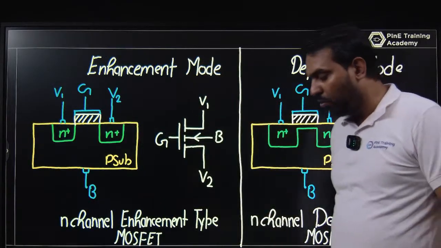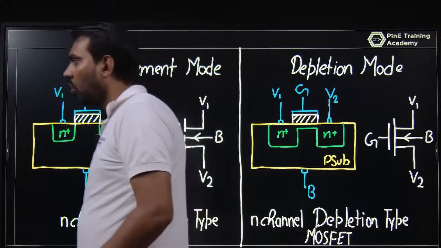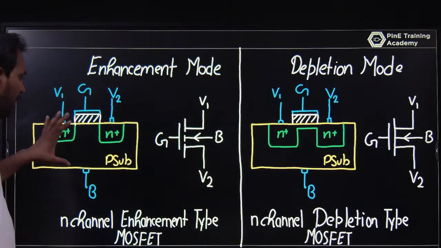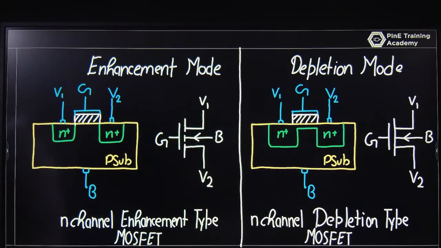Enhancement mode or depletion mode. Okay, so enhancement mode means what? You have a MOSFET. I think you know about the cross-sectional area. Okay, this is the 2D cross-sectional area.